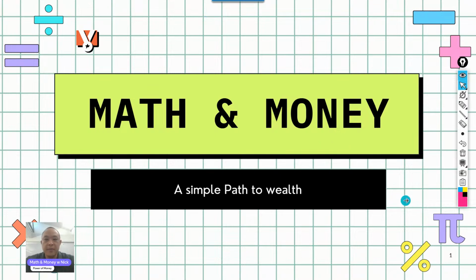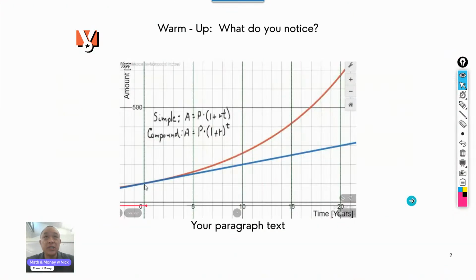Before we talk about compound interest, I just want to show you why compound interest is the eighth wonder of the world, which Albert Einstein once famously said, because the blue line is a linear equation. This is just a simple interest formula where you take the amount of money, your principal, and multiply it by the interest rate times the time.